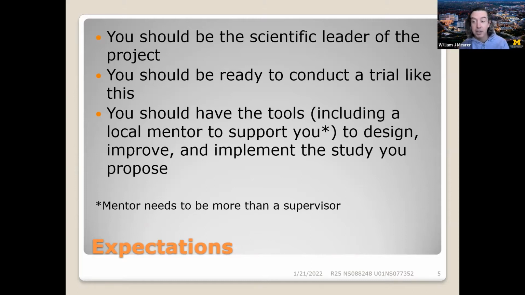Yes, the answer should be yes. Are you going to be the PI on the IRB application? The answer should be yes. You should be at a stage in your career where you could potentially conduct a trial like this.